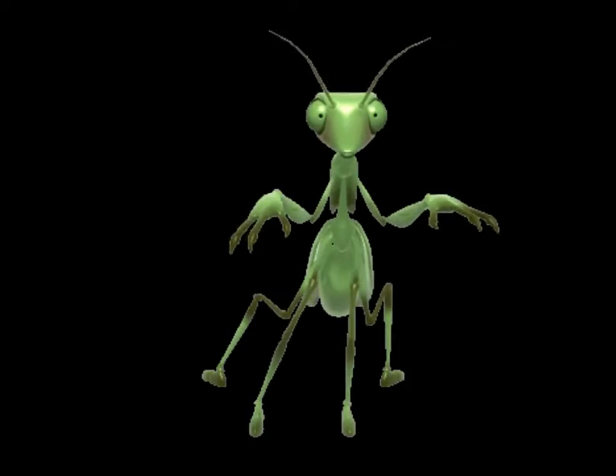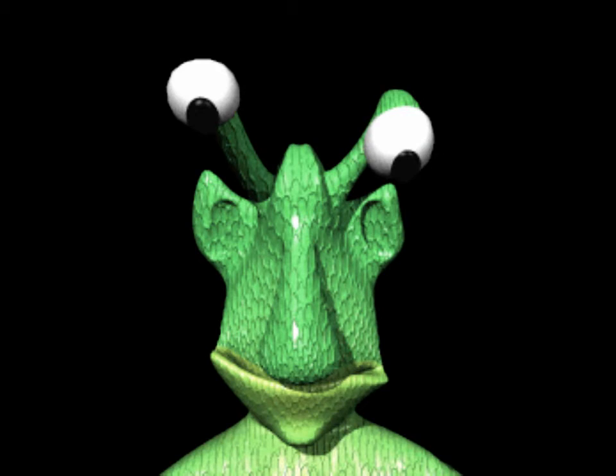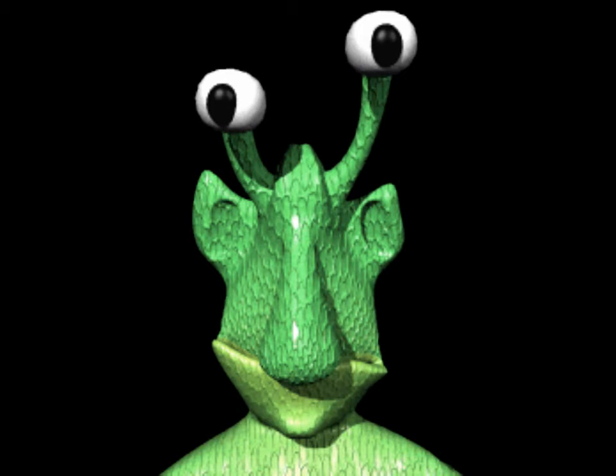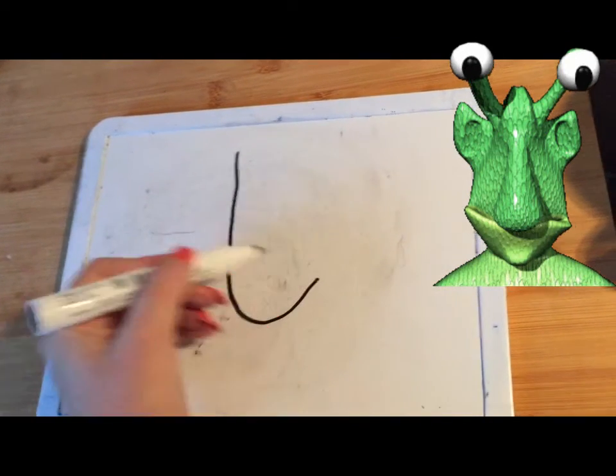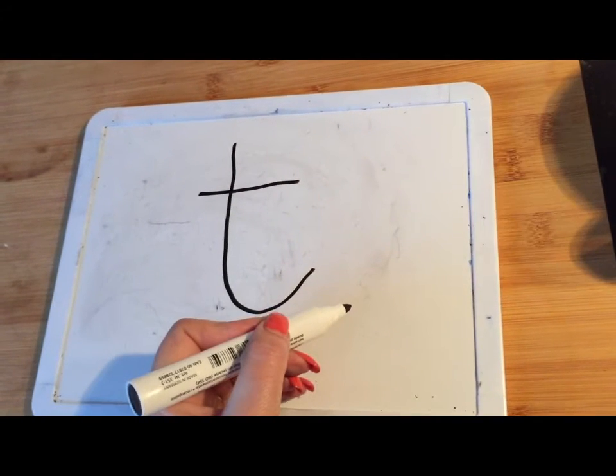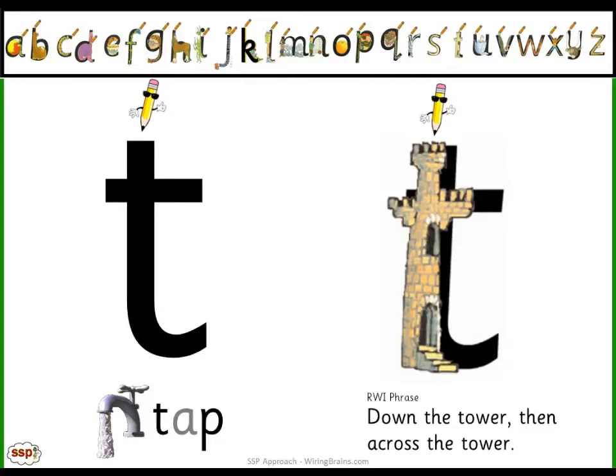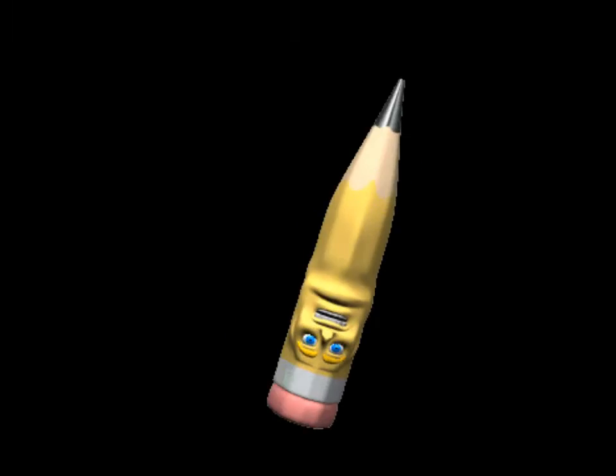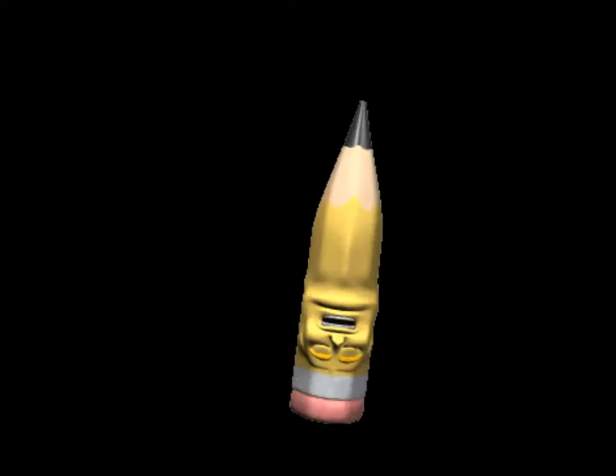Are you ready? Monster, t. Tap. Let's draw it. Down the tower, across the tower. Down the tower, across the tower. Rub it off.